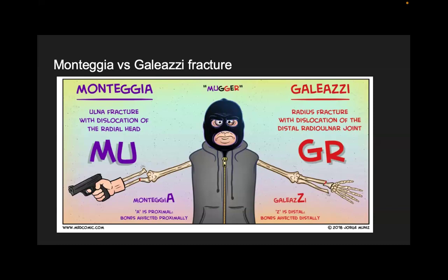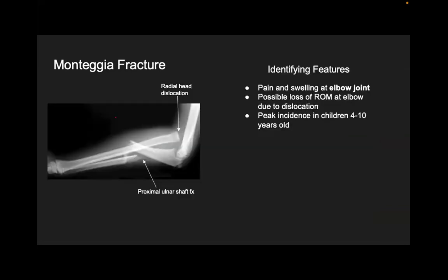So both are fractures within the forearm, tend to be mid-shaft fractures. One is a fracture of the ulna, and you have proximal dislocation of the radial head, versus Galeazzi fracture, you have a fracture of the radius with dislocation of the DRUJ. Okay, and this is just kind of like a little way for you guys to remember it, if that helps you. But we'll kind of look at some examples here.